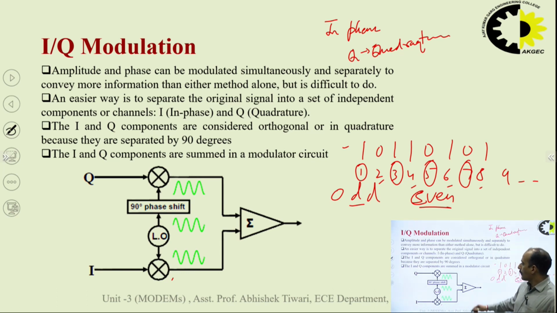So this even and odd sequence are modulated by two different carriers, and at the summer point both the in-phase and quadrature modulated signals are combined and we will get an in-phase quadrature modulated waveform. So in this technique we are actually using two different carriers.